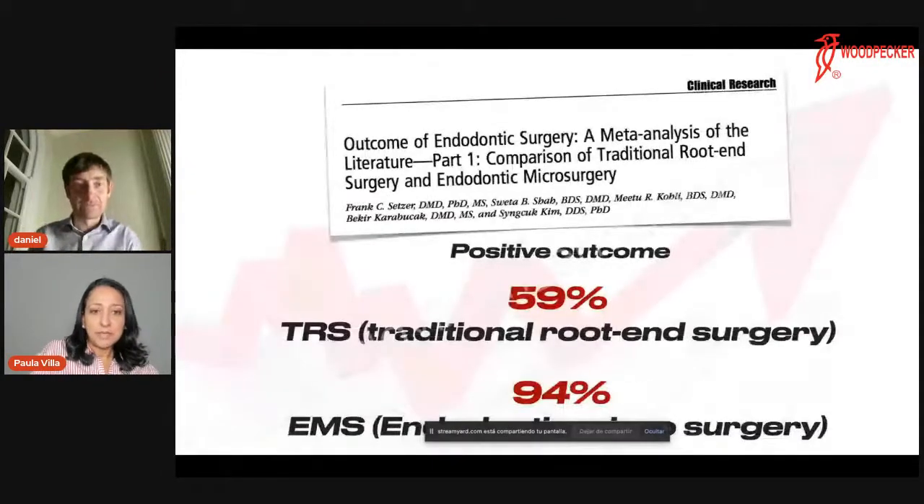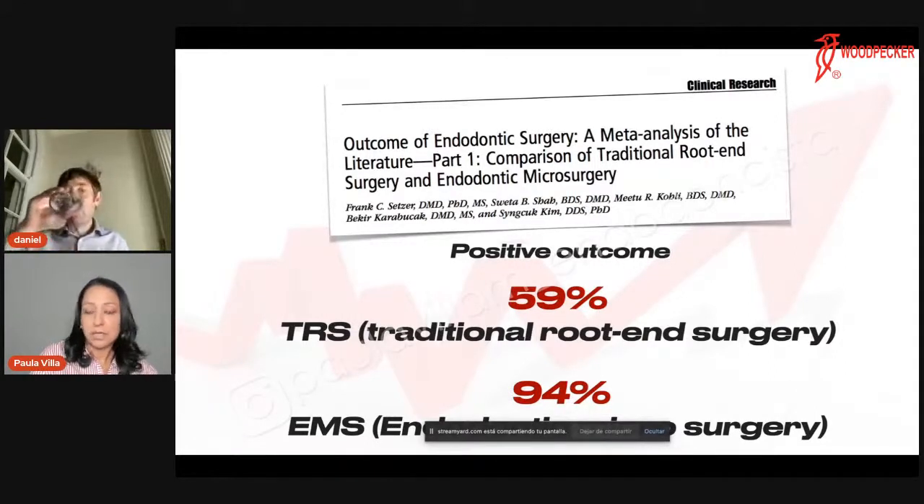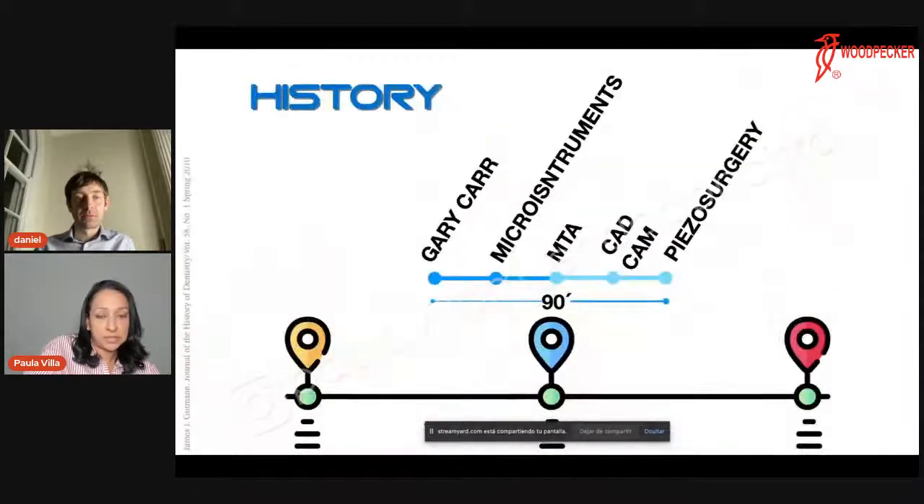technical aspects. First of all, why consider modern endodontic microsurgery? Because it works. In this research published by Dr. Kim and his group, in the first part, they compare the positive outcome of traditional endodontic surgery to endodontic microsurgery. And look at the difference: 59% versus 94%. I think this is a huge difference. So we need to consider endodontic microsurgery as an option for our patient, an option to save natural teeth.